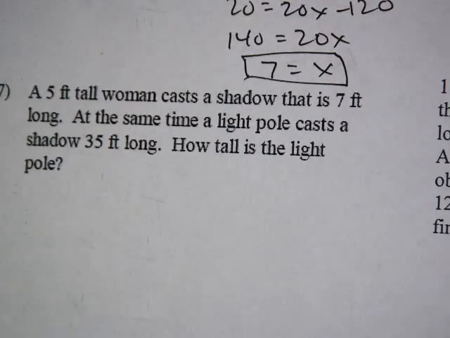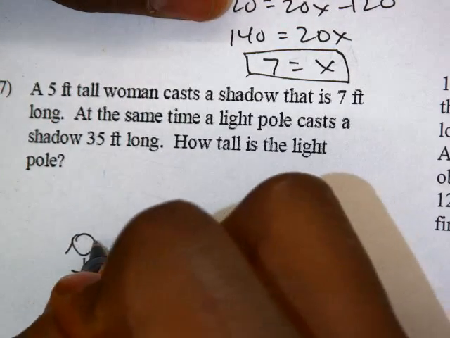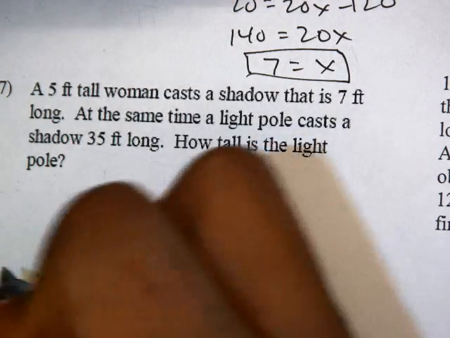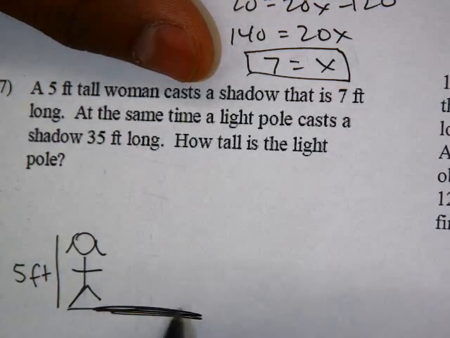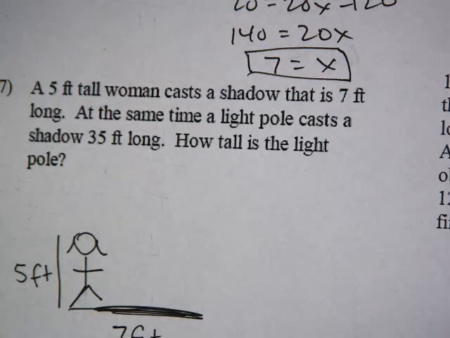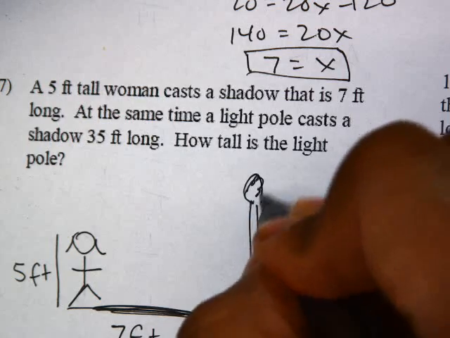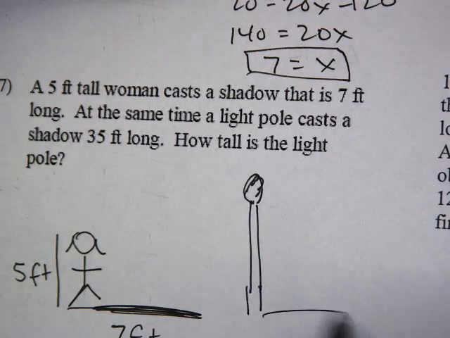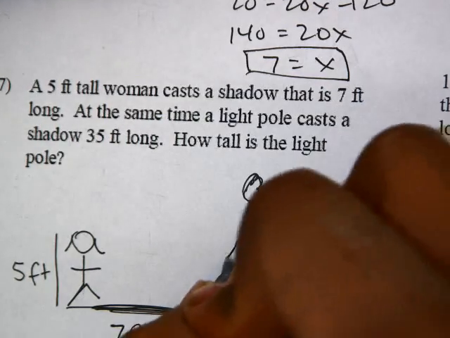In 17, there's a woman. She's 5 foot tall. Casts a shadow that's 7 feet long. At the same time, a light pole casts a shadow that's 35 feet long. How tall is the light pole? And that's x.